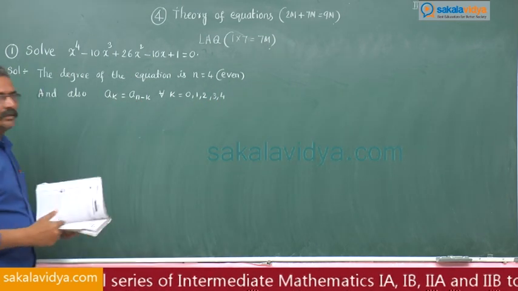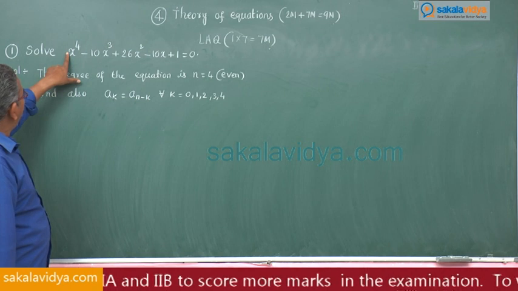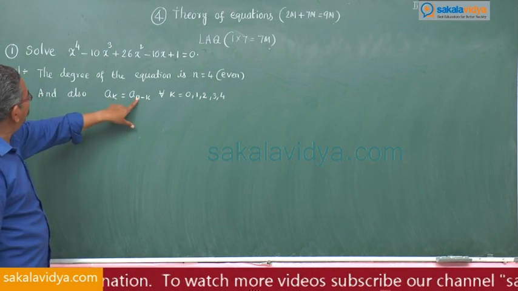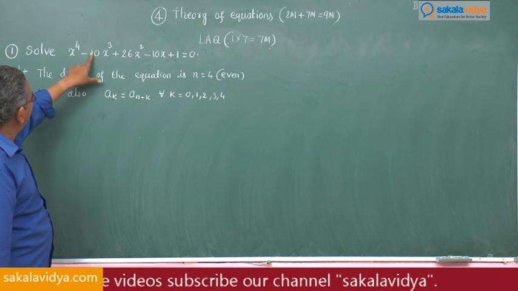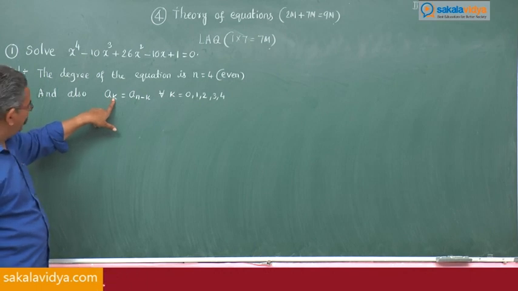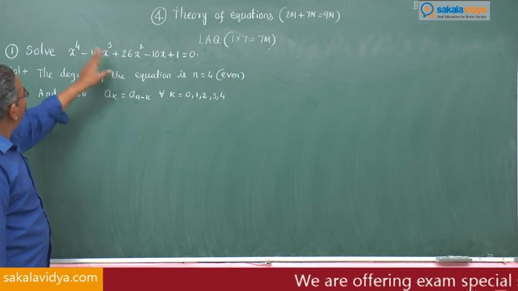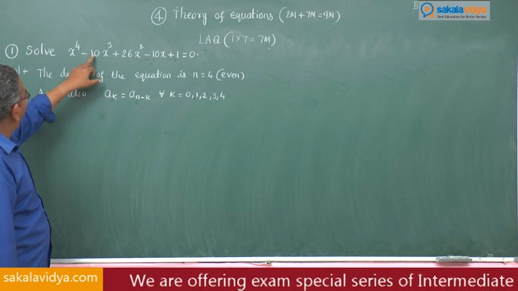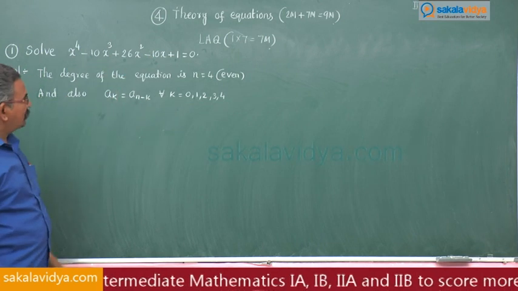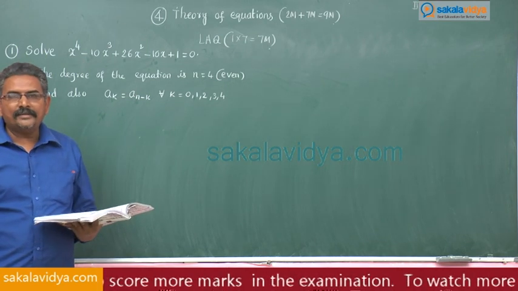You can check it. Suppose if you put k as 0, a naught and a n, that means x to the power of 4 coefficient and constant are the same. If you put 1, a 1 is equal to a 3, that means this is a 1, this will be a 3, minus 10, minus 10. If you put 3 here, a 3 is equal to a 1. So whenever you get a_k is equal to a_(n minus k), it is called a standard reciprocal equation.